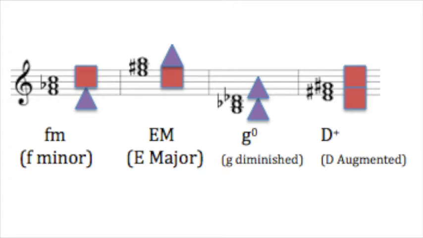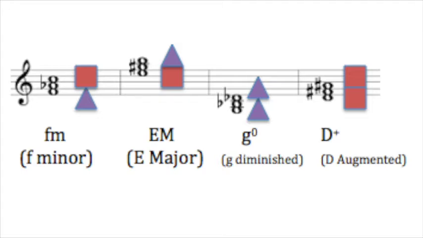Next, we have a G diminished triad. You notice the degree sign can also be substituted for writing out diminished or DIM for the abbreviation. This G diminished triad is created by a minor third stacked on top of another minor third. So we have G to B flat is 3 half steps apart, a minor third. B flat to D flat, also a minor third.